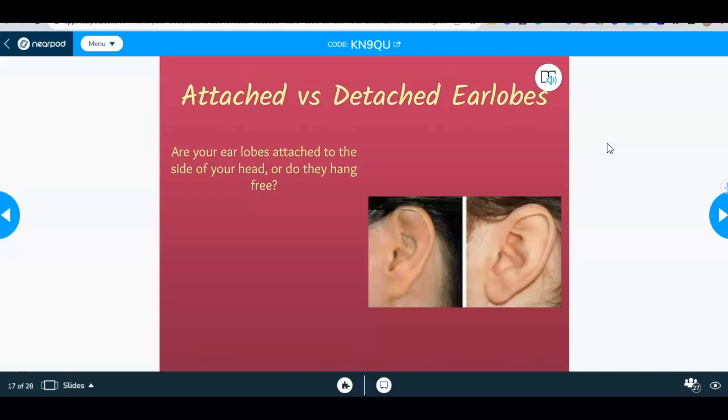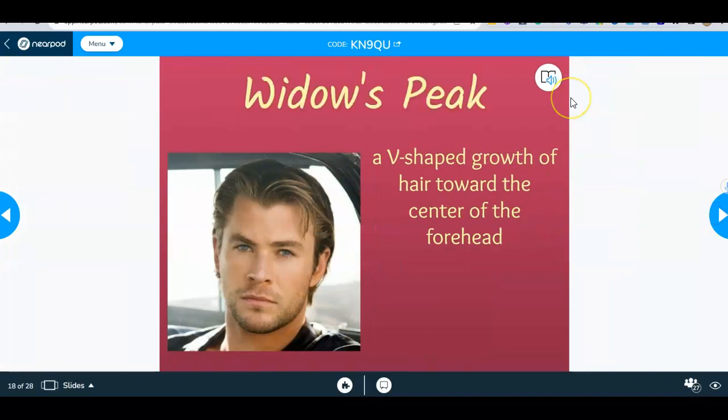Detached earlobes. Looks like detached earlobes over here. Detached. I see some attached earlobes over here. Yours is detached as well. Again, came from your parents. I promise I'll get your question in a few moments.